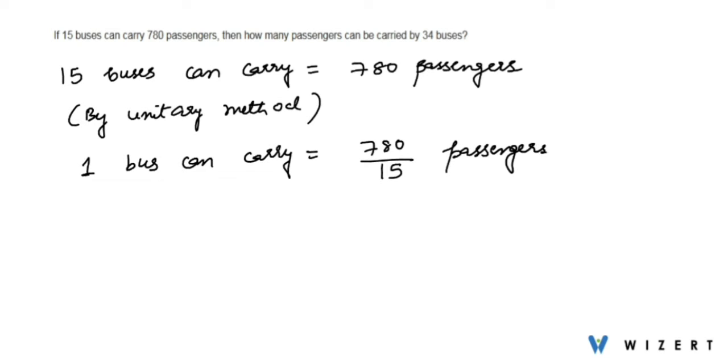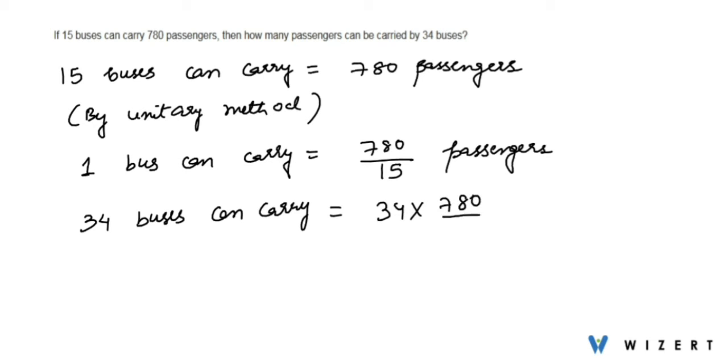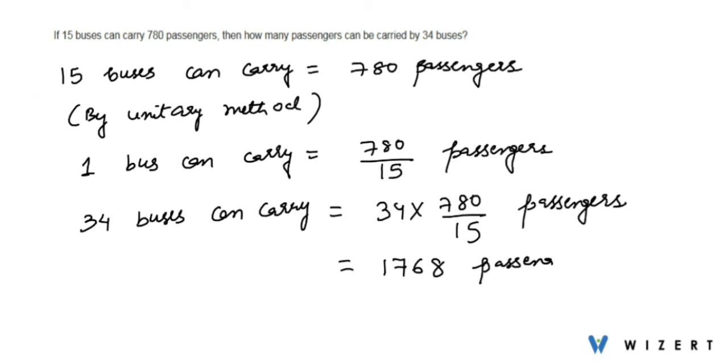Again we will use unitary method and we will find that 34 buses can carry how many passengers, which is equal to 34 multiplied by the passengers in one bus, which is 780 by 15 passengers. Now if we simplify this, we'll get 1768 passengers. So this is our answer here, 1768 passengers.